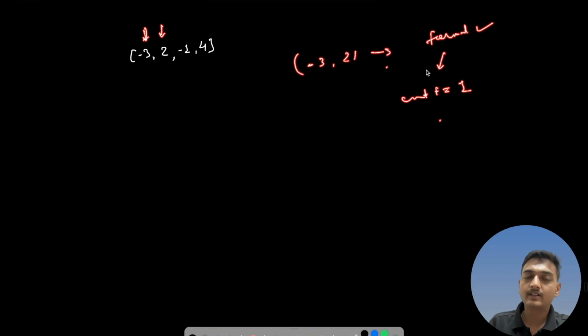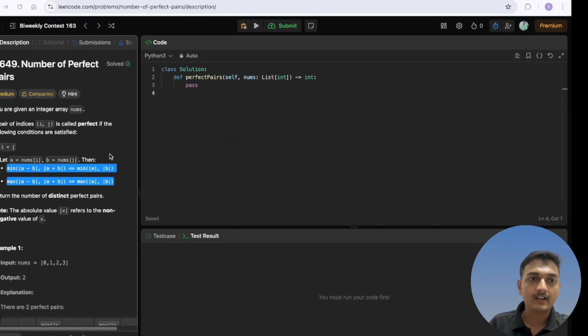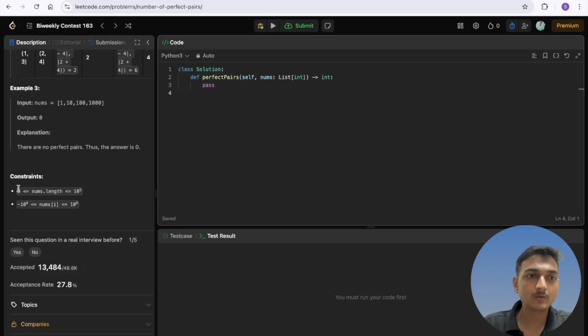Definitely, write a brute force targeting each and every pair. For every pair, I will check whether these numbers, -3 and 2, satisfy that formula or not. If they satisfy the formula, I will increase my count; otherwise, I will not. That is the brute force approach, which takes O(n squared) time. The constraints go up to 10 to the power 5, which is a huge number for n squared complexity, and that will not work for this question.